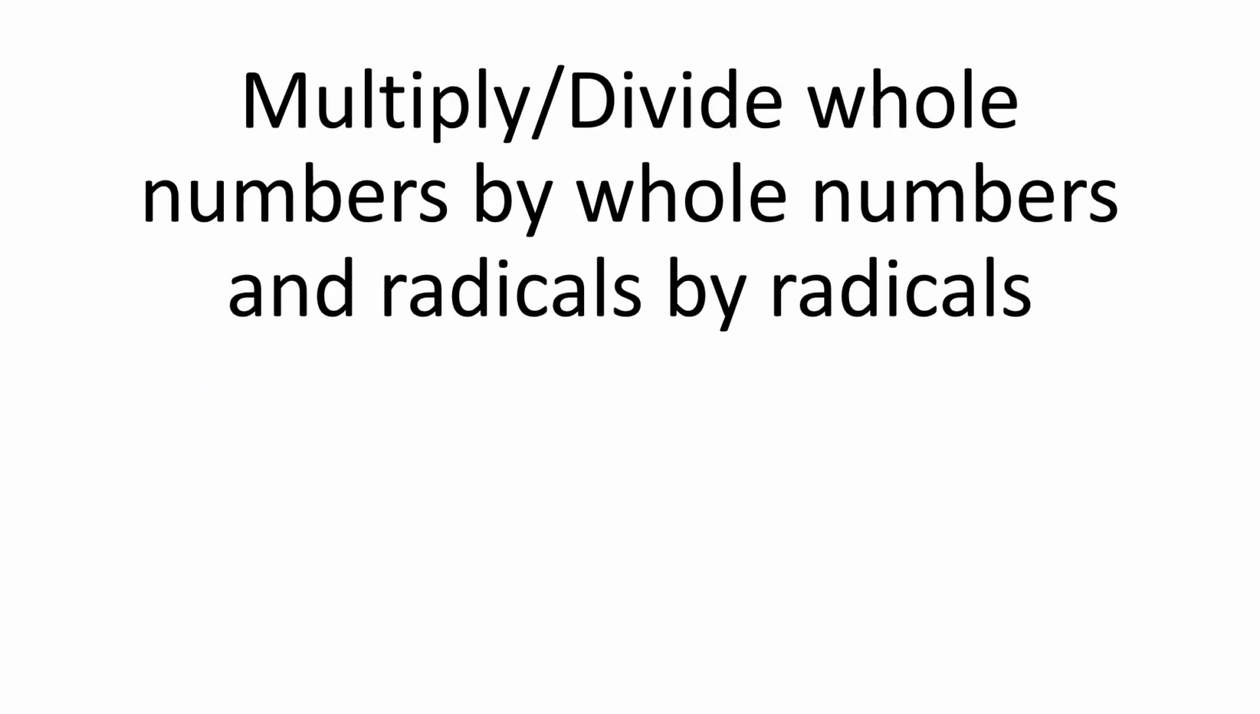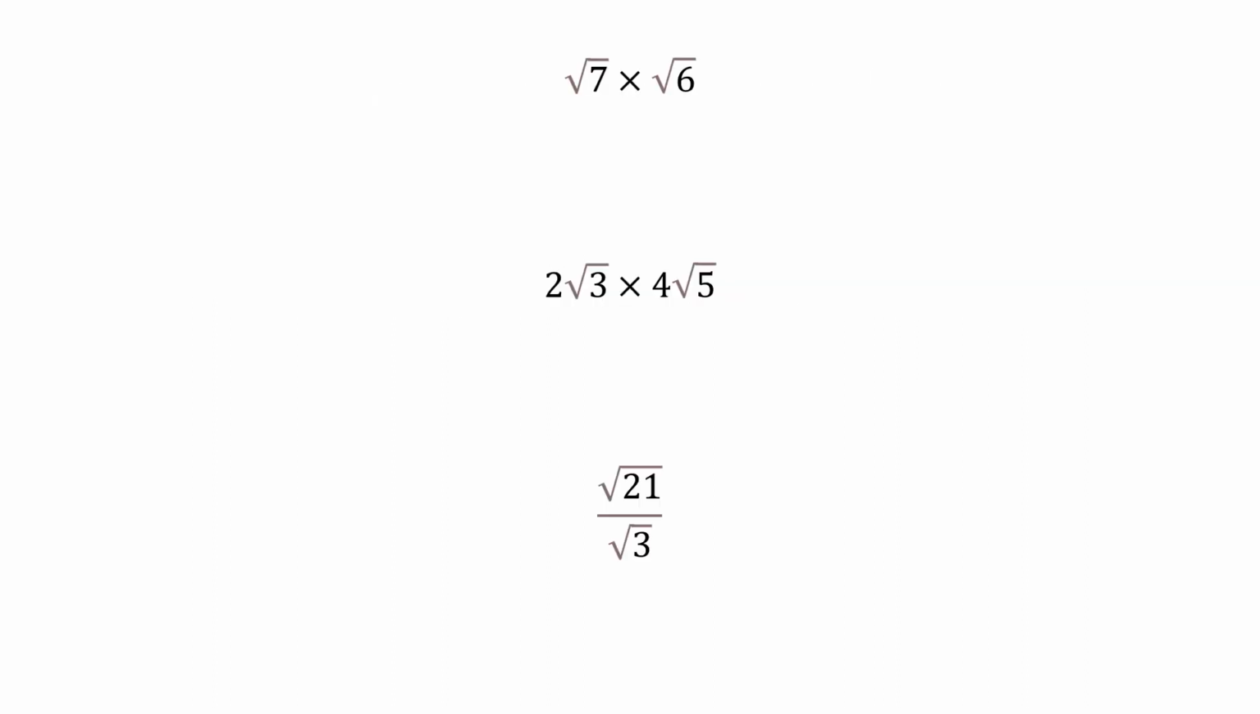Now when we're multiplying or dividing, we multiply and divide whole numbers, and then we multiply and divide radicals. So you do what it says, but you match up the whole numbers and then you match up the radicals. Let's do a couple. Square root of 7 times the square root of 6. There's no whole numbers or coefficients in front, so we simply multiply what's under the radical. 7 times 6 is 42, so this is just the square root of 42.